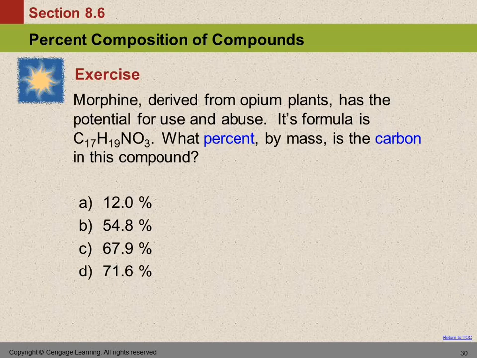Morphine. Morphine is derived from opium plants and has the potential for use and abuse. Blah, blah, blah. Do we need to know that? No, we don't. Its formula is C17H19NO3. What percent by mass is the carbon in this compound? Well, percent carbon would be the mass of carbon divided by the mass of the entire compound.